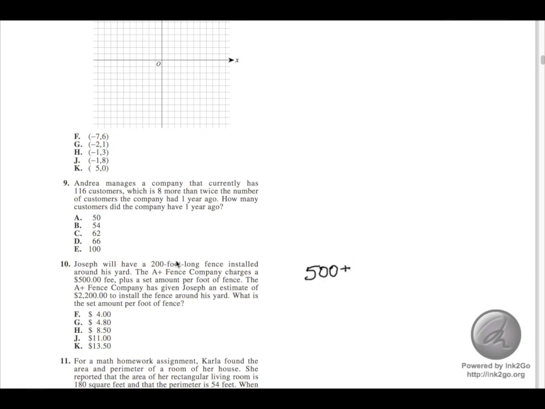We know that this rate is per foot, and since there's 200 feet that Joseph is installing, we can add that as a coefficient of the rate, which again we don't know and we're trying to find. The total we have is $2,200. And from here, it's simply a question of isolating x. So we get 200x is equal to 1,700 once you subtract 500 from both sides, and then when you divide both sides by 200, you find out that x is equal to 8.5, which matches up with answer choice H.